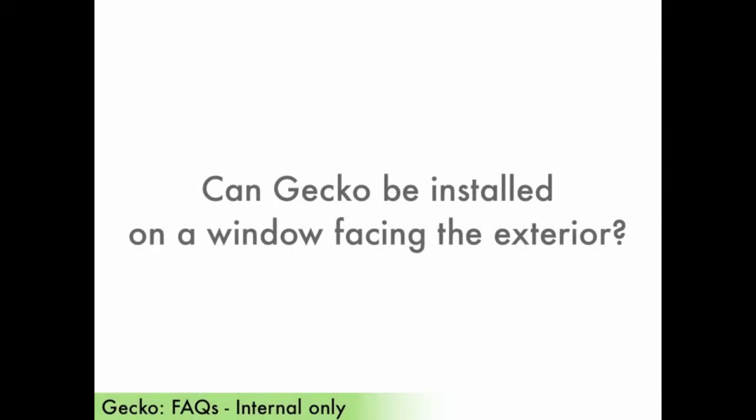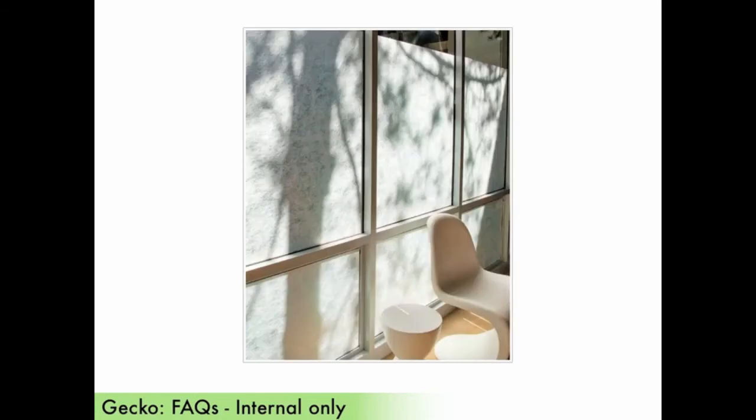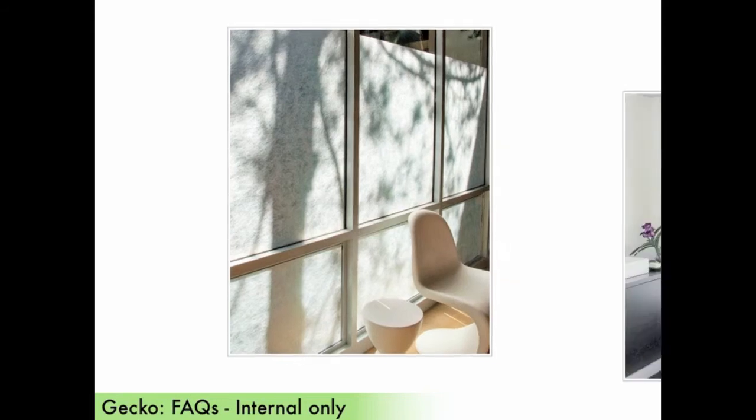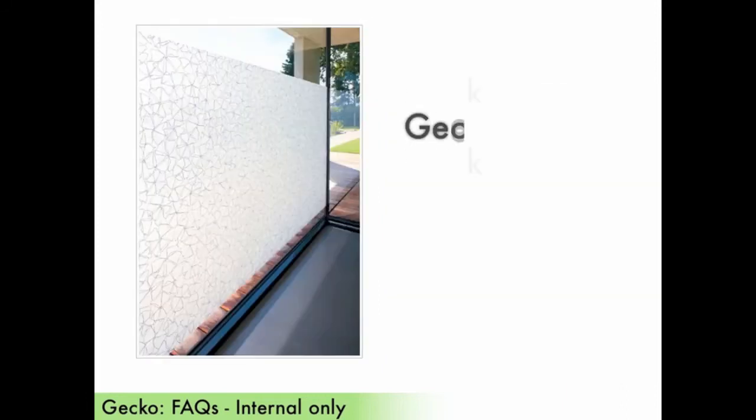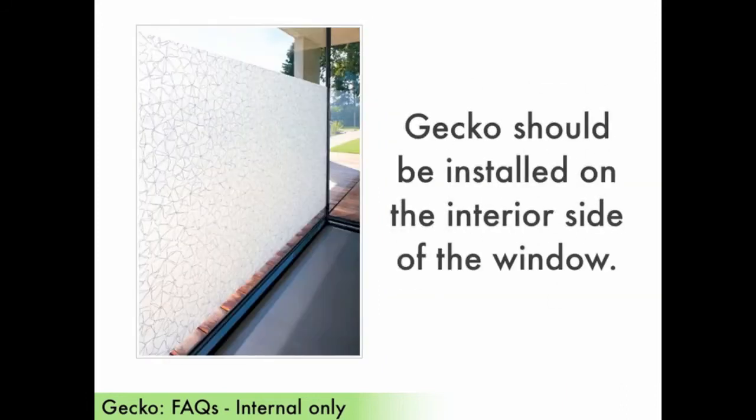Can Gecko be installed on a window facing the exterior? This can be done, but there are some important things to keep in mind for these installations. Lighter colors can be used on windows facing the exterior. However, dark colors or windows facing south should generally be avoided. Furthermore, dark colors on windows facing south should absolutely be avoided. Finally, for all cases, Gecko should be installed on the interior side of the window.